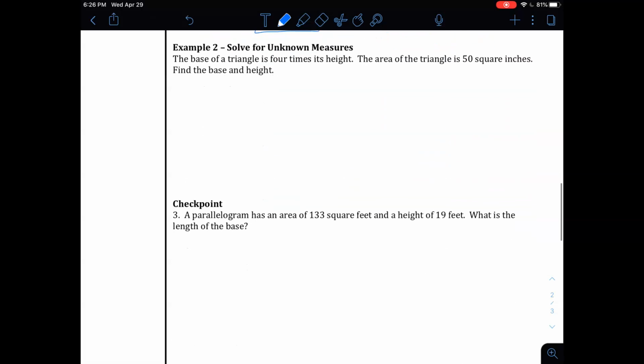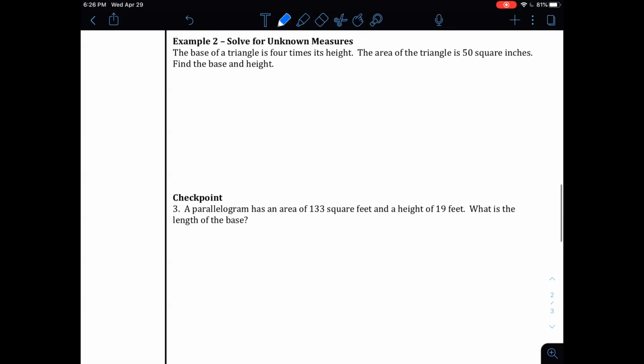All right, let's do this one right here. This one's a little bit tricky. So it says solve for unknown measures. The base of a triangle is 4 times its height. The area of the triangle is 50 square inches. Find the base and height.